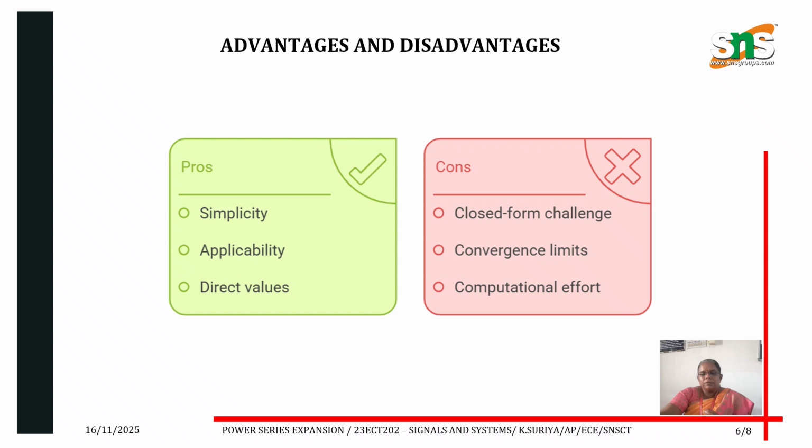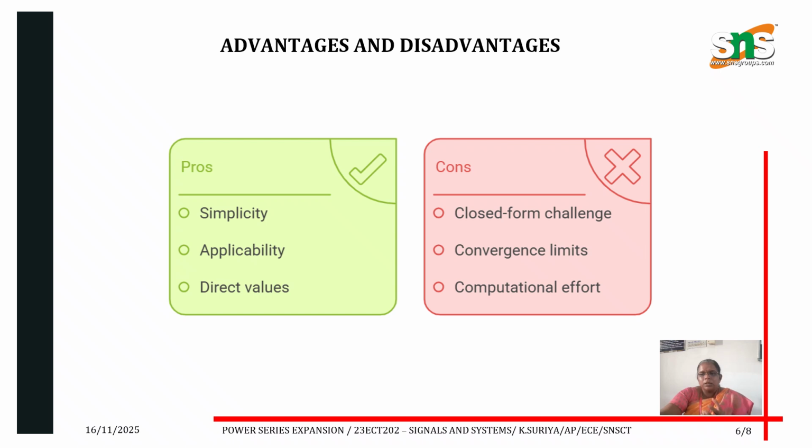Let us see a few advantages and disadvantages of power series expansion. It has advantages of simplicity, applicability to complex Z transforms and directly yielding sequence values. The method is conceptually simple and easy to understand, and it can be applied even when partial fraction decomposition is very difficult. The coefficients of the power series directly give the sequence values.